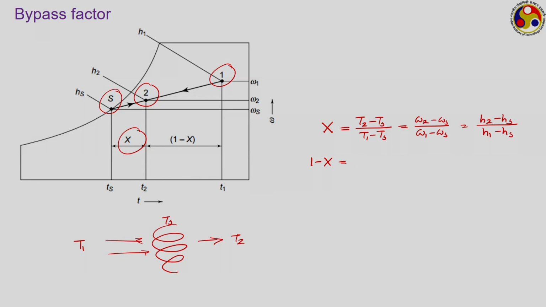Similarly, 1 minus X, sometimes also called the contact factor, refers to the fraction of air which has actually come in contact with the cooling coil. So, that is just the other part of that, which is T1 minus T2, the actual change in temperature that has taken place, over the maximum possible change. Similarly, in terms of omega, omega 1 minus omega 2 by omega 1 minus omega s. In terms of enthalpy, H1 minus H2 by H1 minus Hs.